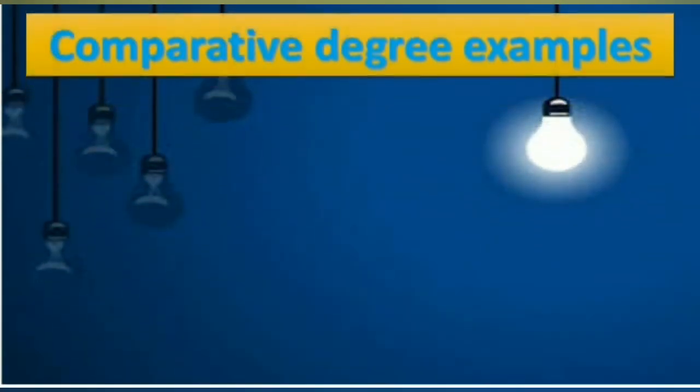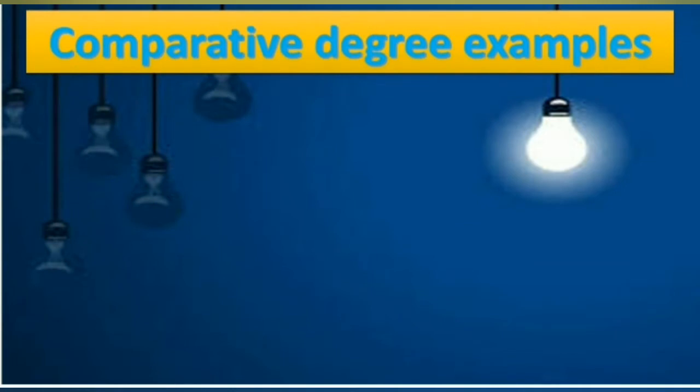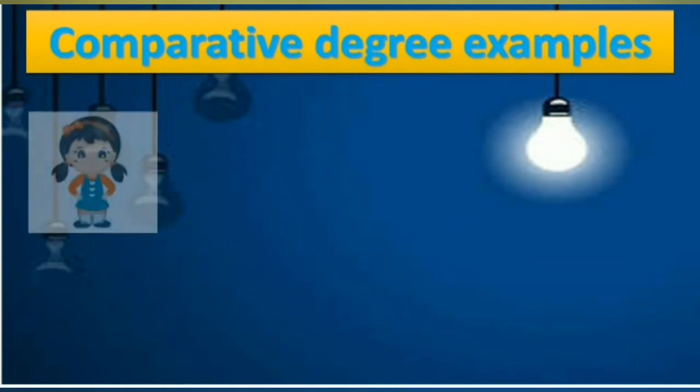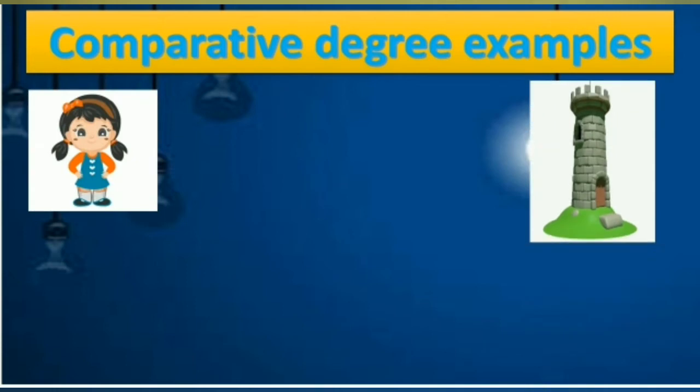Let us see few examples for comparative degree. The girl is compared with the tower. I am shorter than the tower. Here short is adjective. To convert the adjective into comparative degree, we should add either er or more. Here short is one syllable word, so we are adding er plus than.